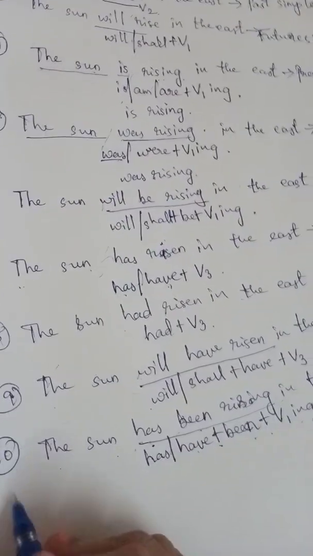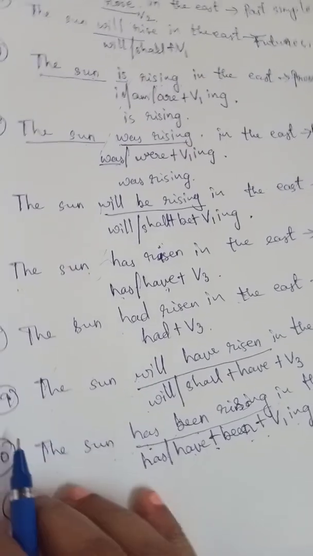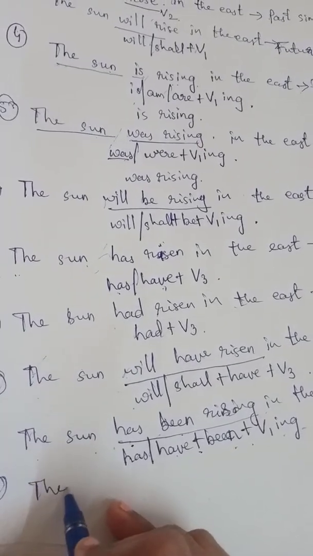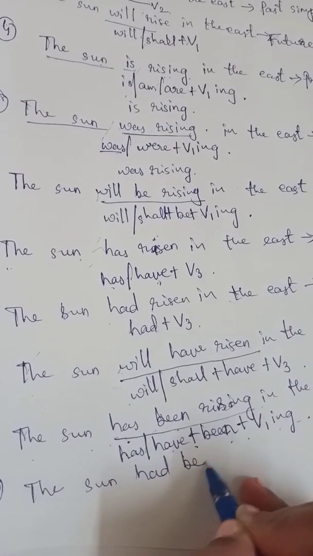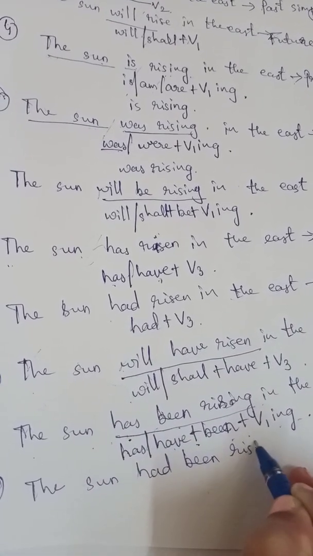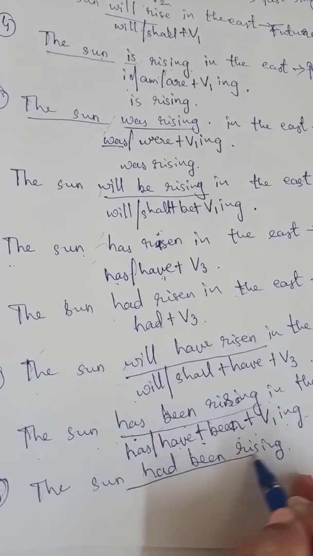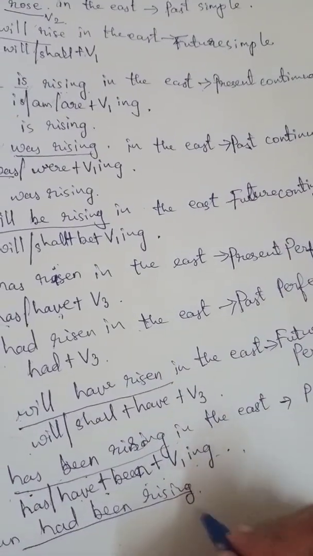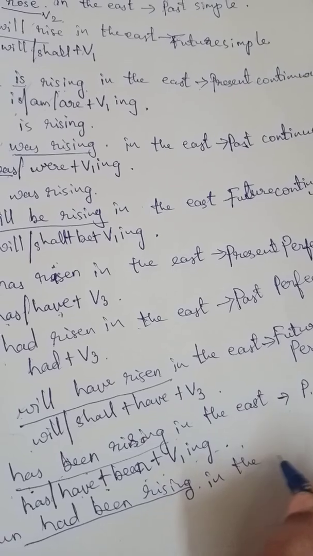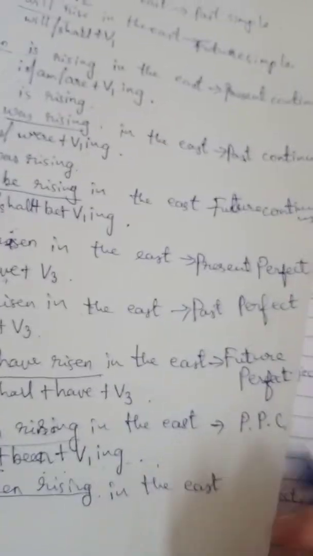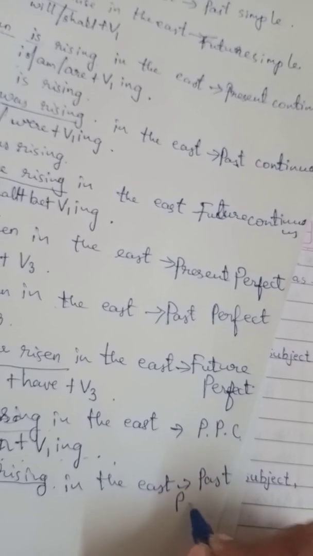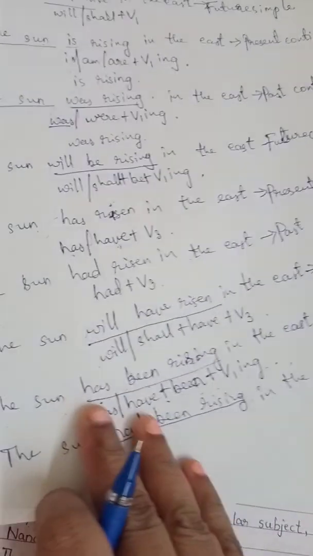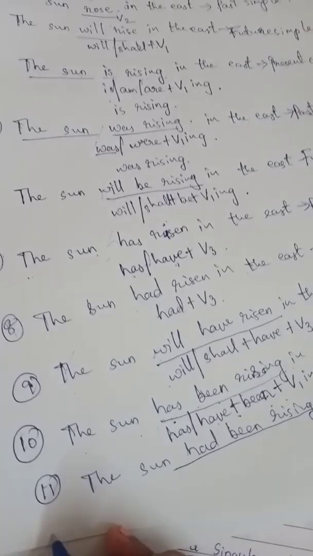Okay. Next, in the past perfect continuous, the sun had been rising. The sun had been rising in the east. It is in the past perfect continuous form. Next, the last form, that is future perfect continuous.